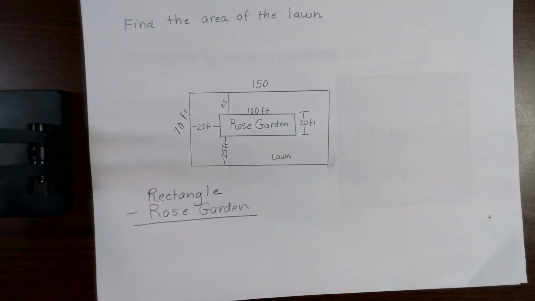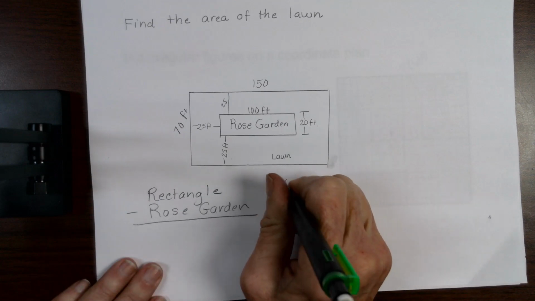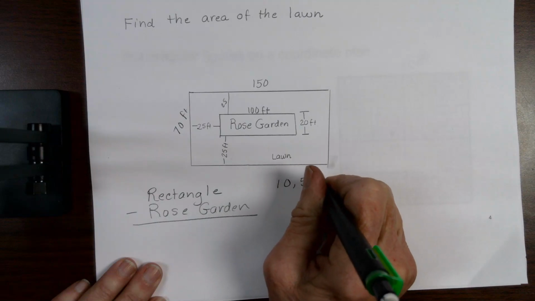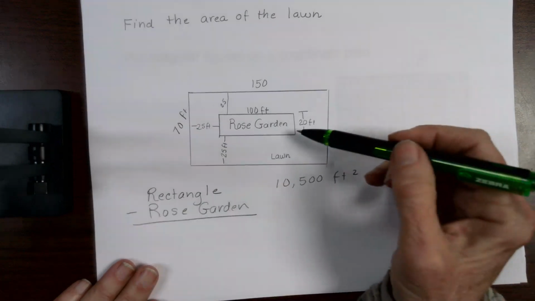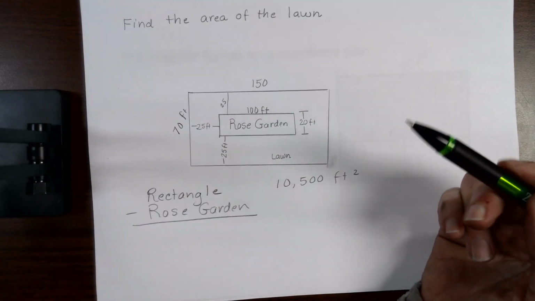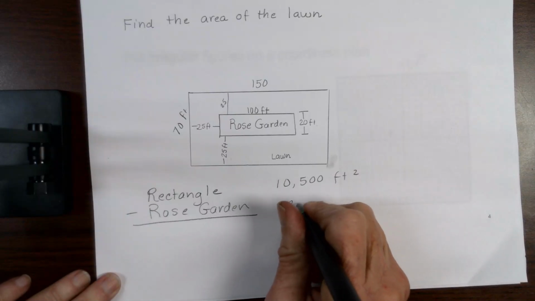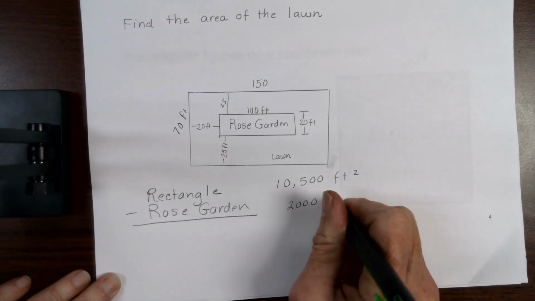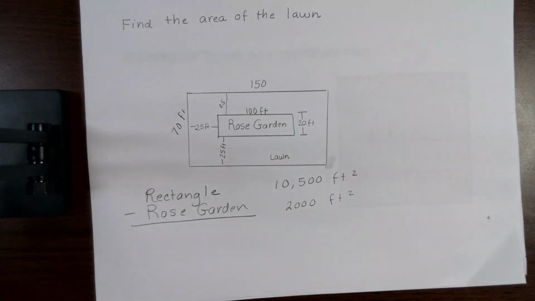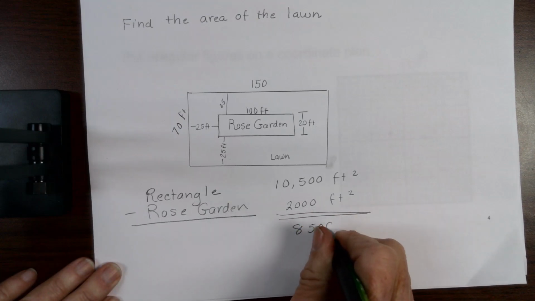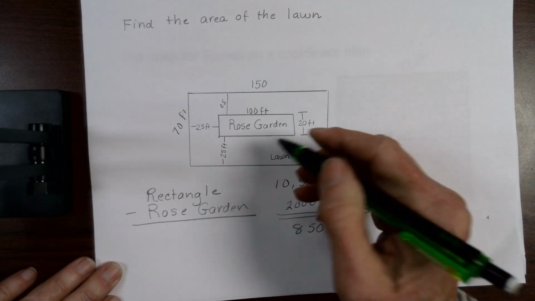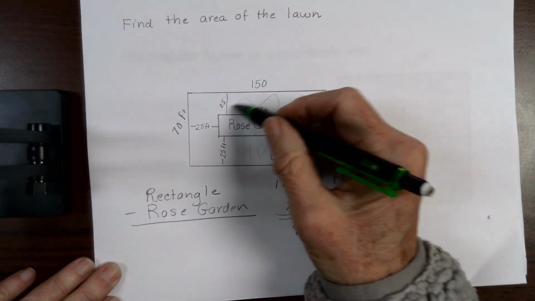Okay, so 150 times 70 is going to give me 10,500 feet squared. And then the rose garden is 20 times 100, which is going to give me 2,000 feet squared, which then when I subtract that, I'm going to get 8,500 feet squared is the area of the lawn, or all this space out here.